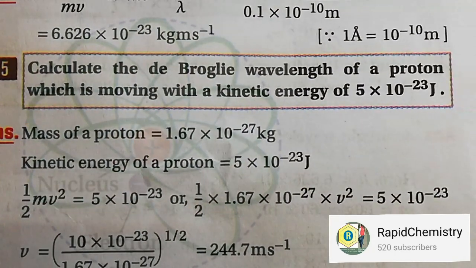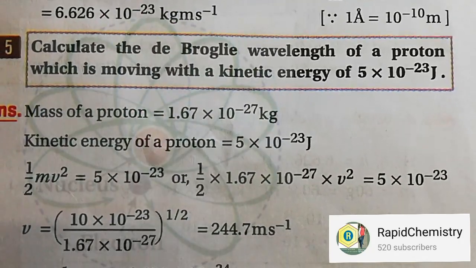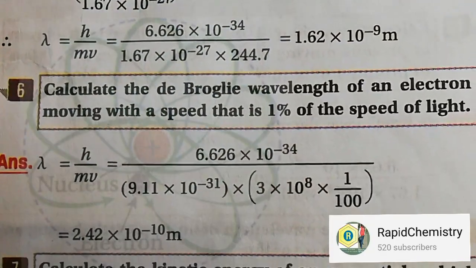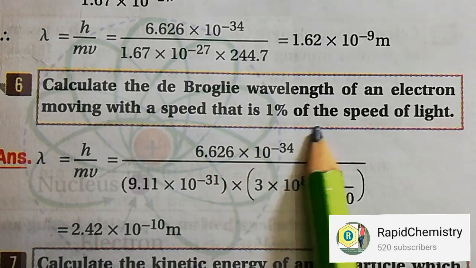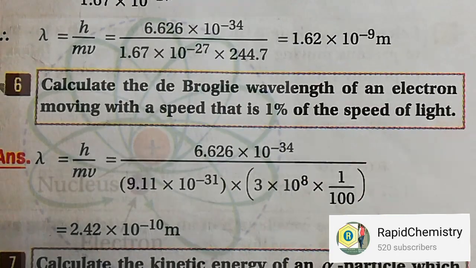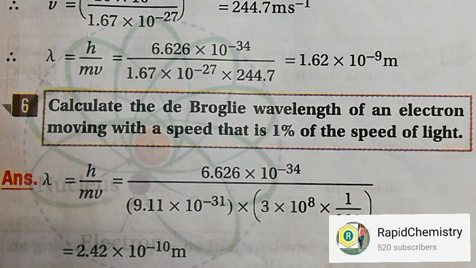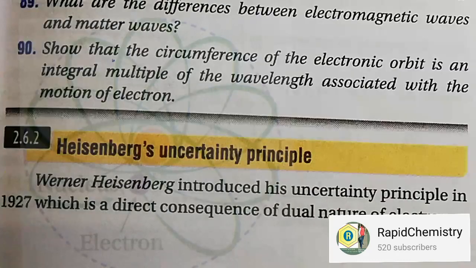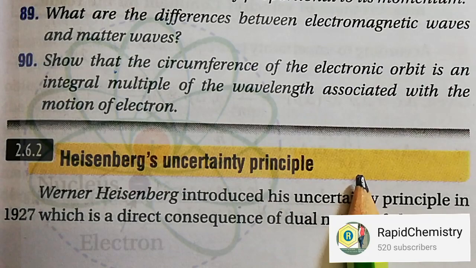And here one more: calculate the de Broglie wavelength of a proton which is moving with a given kinetic energy. Number 6 here: calculate the de Broglie wavelength of an electron moving with a speed that is 1% of the speed of light. A large number of similar kinds of numericals can be there, so you have to practice at home by your own hand and copy. Now moving to our next article, Heisenberg's uncertainty principle.